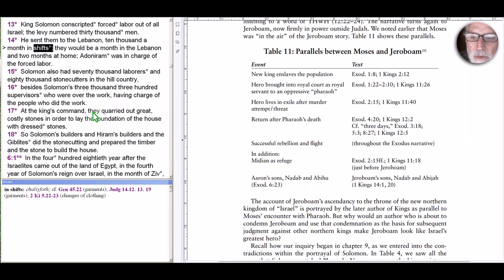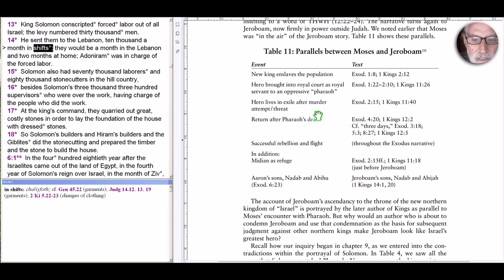So we don't know much about Jeroboam in terms of my going through the story. We've not gotten to there yet when the rebellion comes, and you can see the references here. But notice all these parallels between Moses and rebellion. Let's go over them just for a minute so you can see it if you're not familiar with the story that unfolds in 1 Kings. So first, it's the new king enslaves the population, and we've seen that here. The hero, which is to say Jeroboam or Moses, brought into the royal court as a royal servant to an oppressive Pharaoh, and that's, again, what we just saw about Jeroboam.